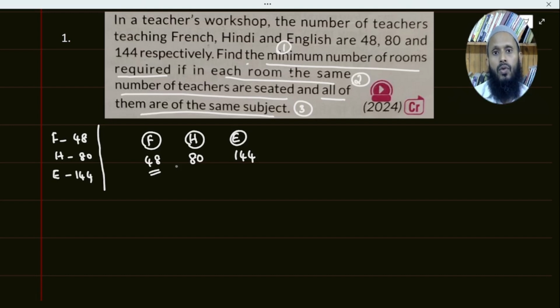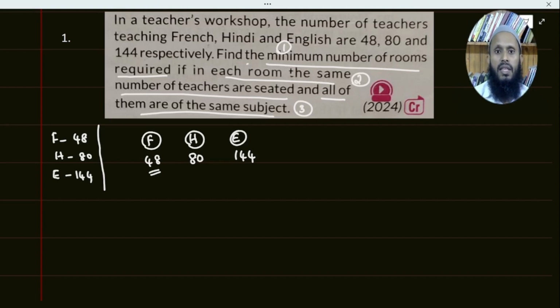In 4 rooms, I can fill 40 French teachers, where in each room 10 French teachers will be there. But in the 5th room, there are only 8 French teachers left. So the condition is not satisfied, which says that in all the rooms an equal number of teachers should be there. So my point is that whatever be the number of teachers which I fill in a single room, it should be a factor of 48.